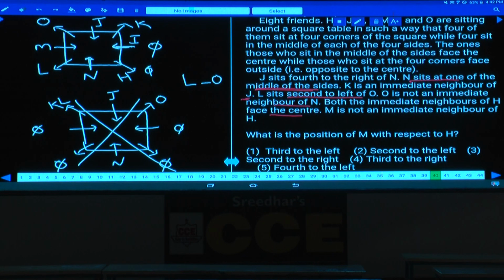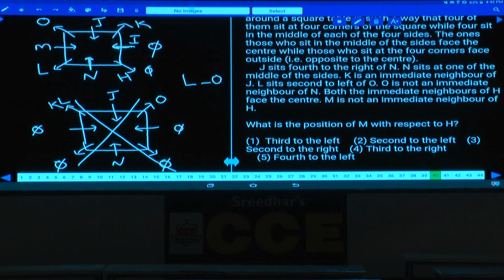And this is how these 8 persons are seated around a square table. 4 are towards the center and 4 are away from the center. Then what is the position of M with respect to H? M with respect to H is facing away, M is south to the right. South to the right, it is choice 4.